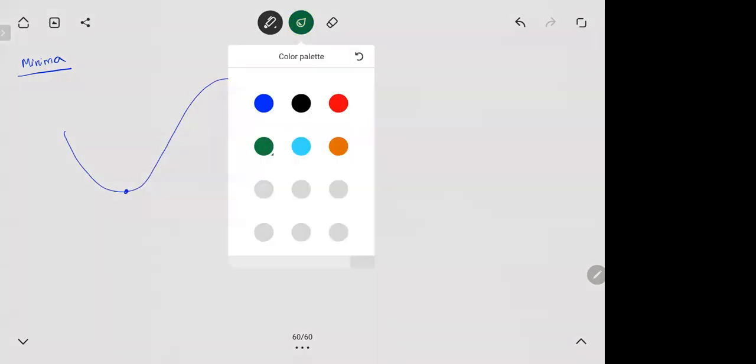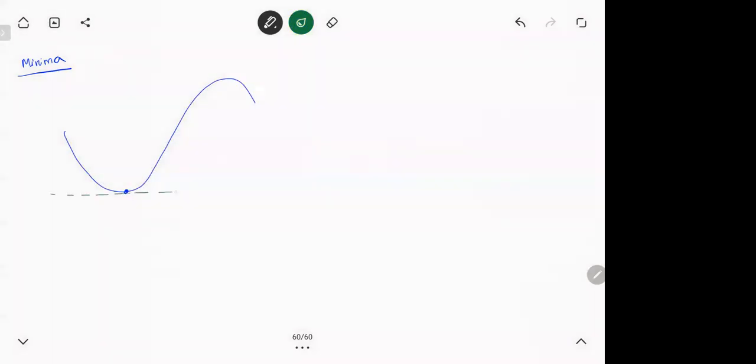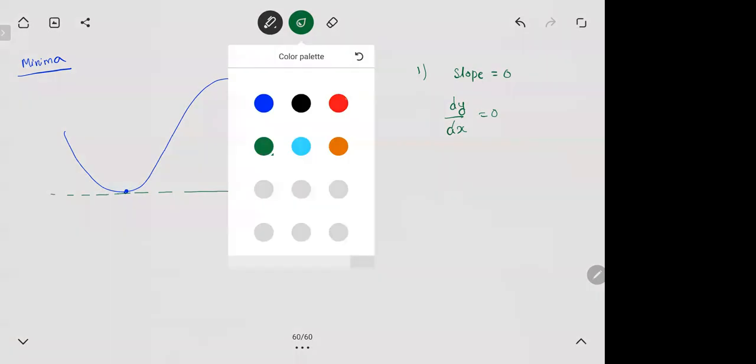Minima. Now minima is the same thing. Suppose you have a valley, first condition, slope is 0. So dy by dx is 0. Basically, if you have a maxima or a minima, for both of them slope is 0. But the problem is I don't know whether it is a maxima or a minima. So then the second condition will come.